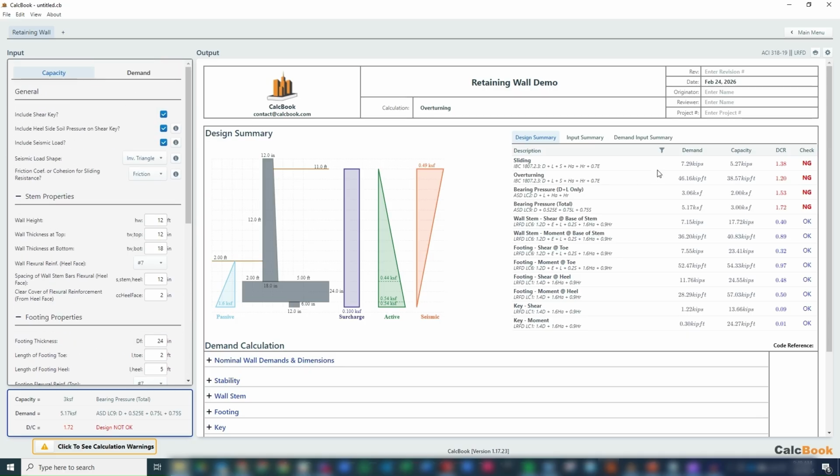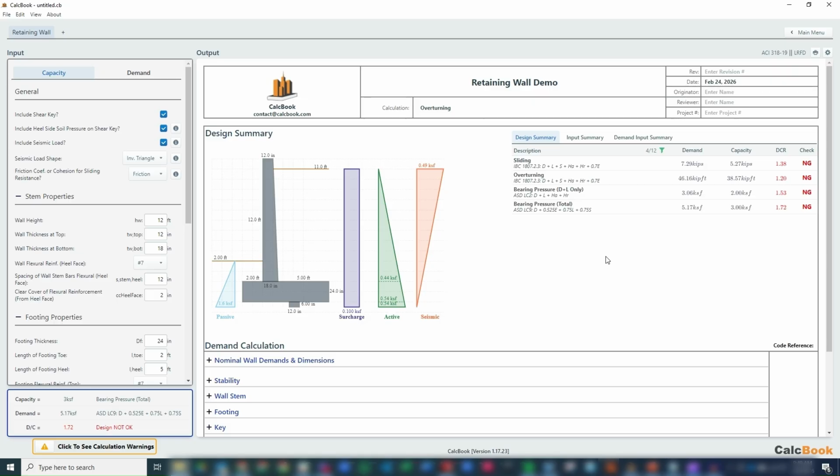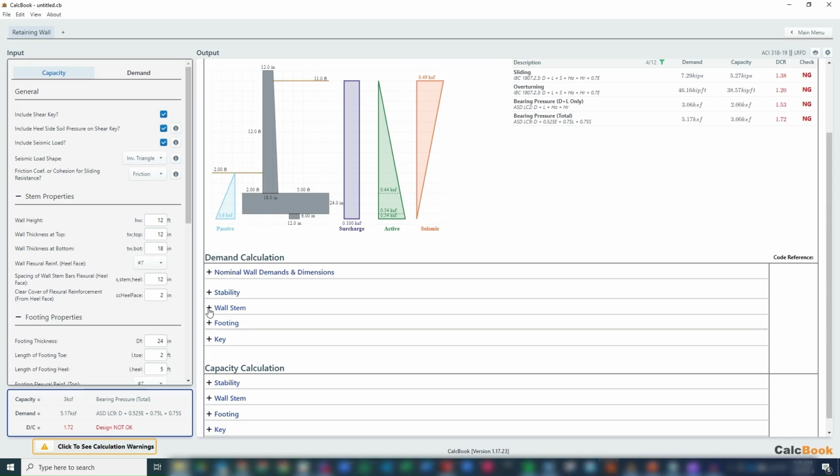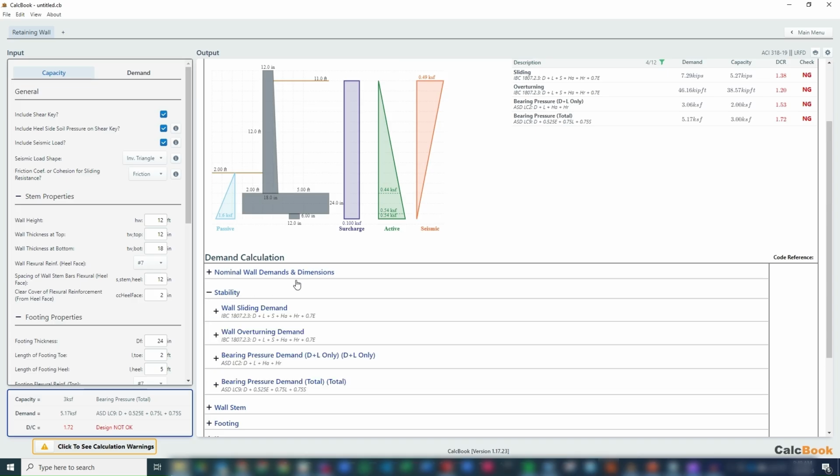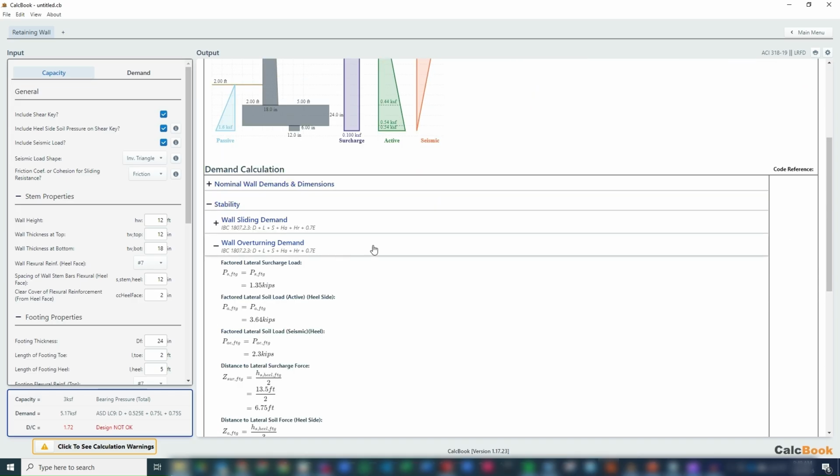So you can see right before we get into it, we already have issues with all of our stability here. So our sliding, overturning, bearing pressure for dead plus live, and our total bearing pressure, including seismic or wind. So let's just go ahead and filter this down to just our stability so we can take a look at that. So first thing we want to do here is go into our demand for our overturning. So we want to go into the stability section and then our wall overturning demand.